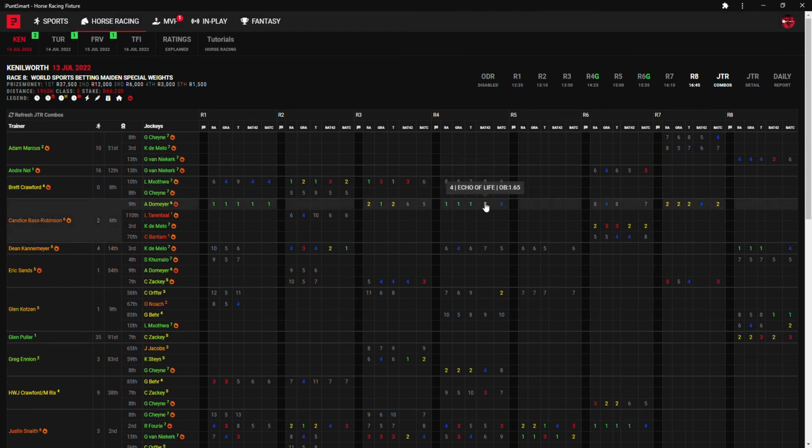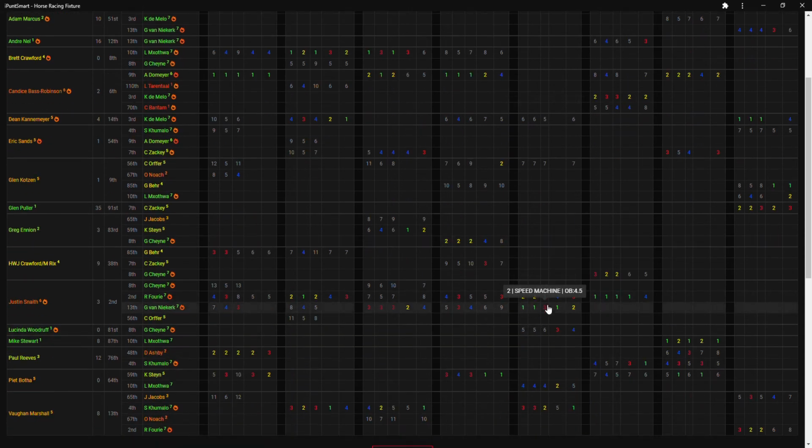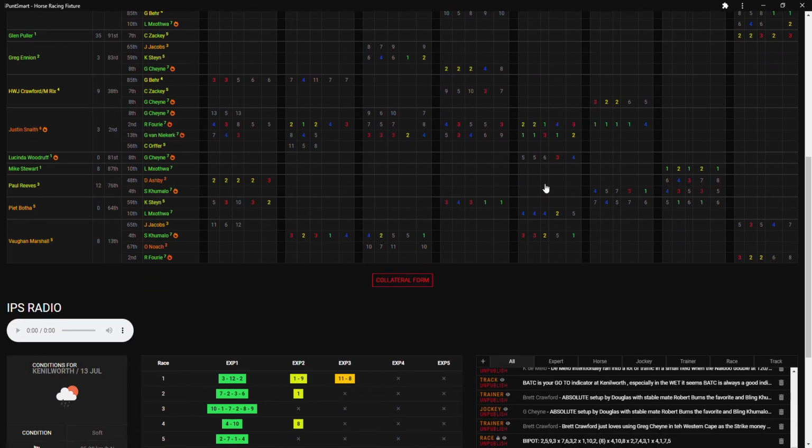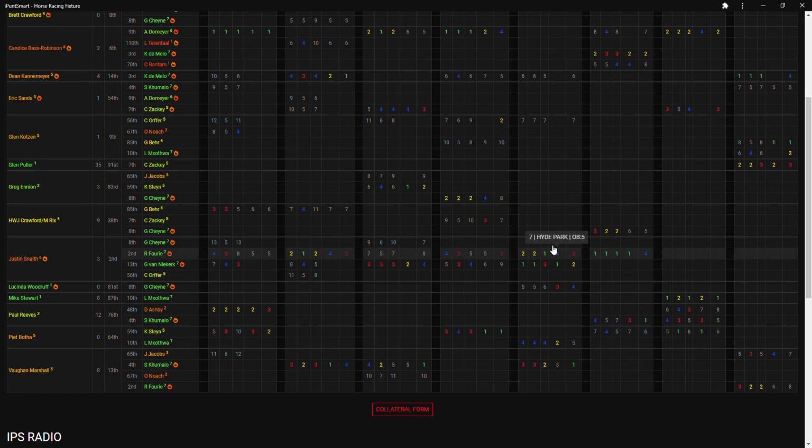And then you move on with Dean Cannemare to 7th Gear, which also doesn't look that great, because here it looks like a Justin Snape, Speed Machine and Hyde Park is better off, and even Vaughan Marshall, the Captain of Stealth, and Pigwater with Rocking Ringo. Those are the ones that have a little bit more highlighting in there.